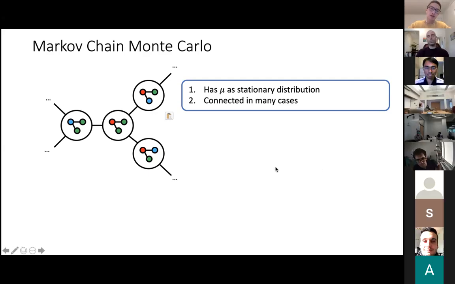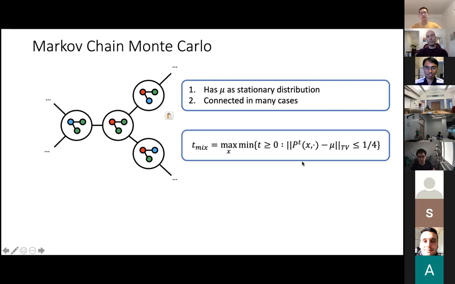And then the second thing to observe is that, at least in all cases that we'll consider, for instance, spanning trees, independent sets, and proper colorings, this Markov chain is going to be connected. So you can walk from any state to any other state. Now, these two observations are important because what it means is that if you start from any initial distribution of the Markov chain and evolve it according to this Markov chain, it will eventually converge to the stationary distribution mu. And so the sampling algorithm is then just to run this Markov chain sufficiently long.